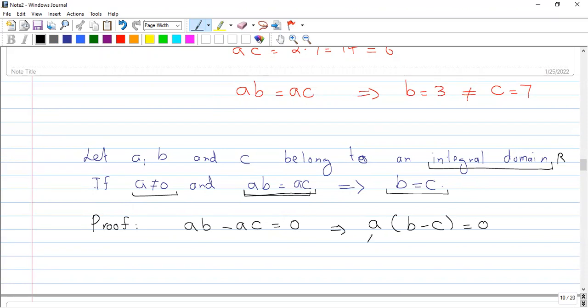Now we know that this is a non-zero element. So in an integral domain, since R is an integral domain, and the product of two things is equal to 0, and one thing we know is not equal to 0, it implies that B minus C should be equal to 0, which implies that B is equal to C. So class, here we are using that R is free from zero divisors. There are no zero divisors in R.